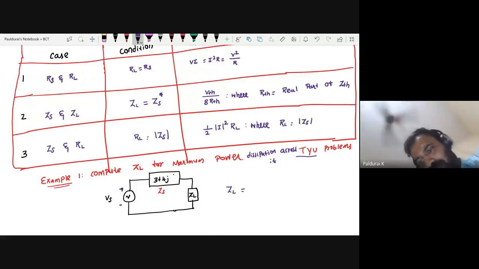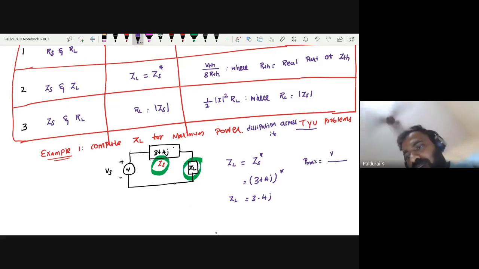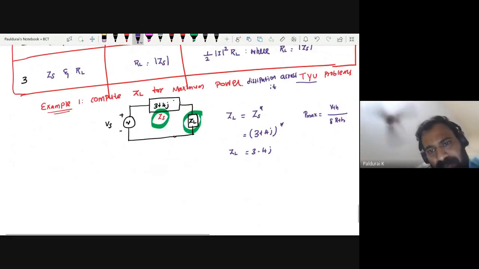This is case 2. Okay, this is ZS, source impedance, ZL, load impedance. If both are impedance, then my ZL equals ZS conjugate, equals the conjugate of 3 plus 4j, that is 3 minus 4j. So if you connect 3 minus 4j in the load, you will get maximum power transfer. At that time the power is given by, straight away please use the formula that we will solve tomorrow, VTH squared divided by 8 times RTH. Okay. Now take another problem.